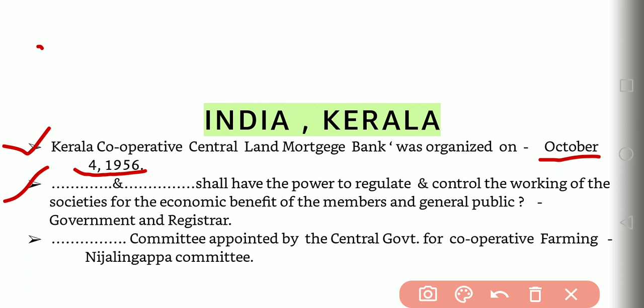for the economic benefit of the members and the general public. The answer is government and registrar. Next. Dash committee appointed by the central government for cooperative farming. Answer is Nijalingappa committee.